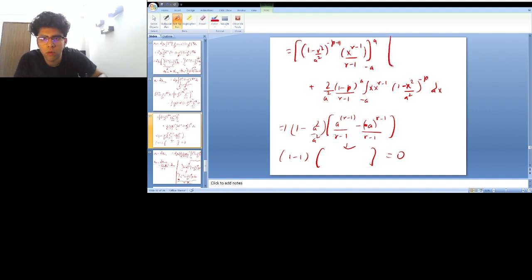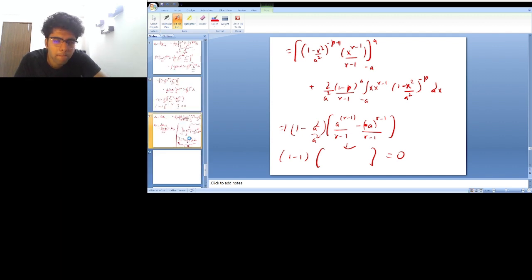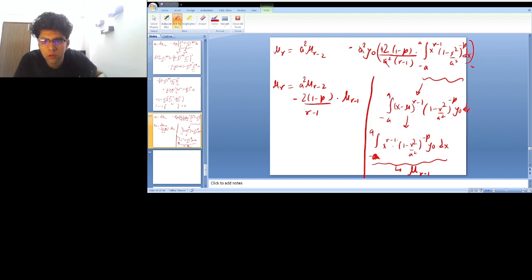Let me just draw a small box here and find. So the d by dx of (1 minus x square upon a square) raised to the power minus p plus 1. So the derivative of this term is minus p plus 1 into... I need to draw a bigger box, otherwise this will become untidy. So let me just show you how I wrote another x here. Right, let me just write another x here. So this becomes x to the power r minus 1.